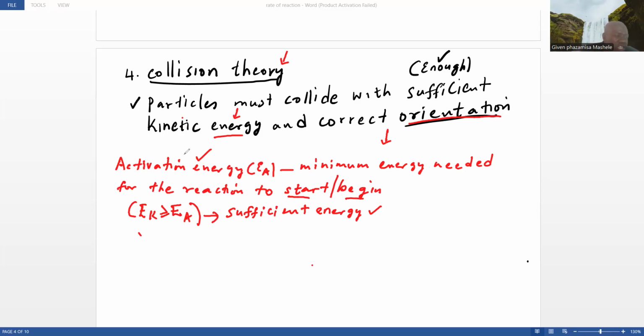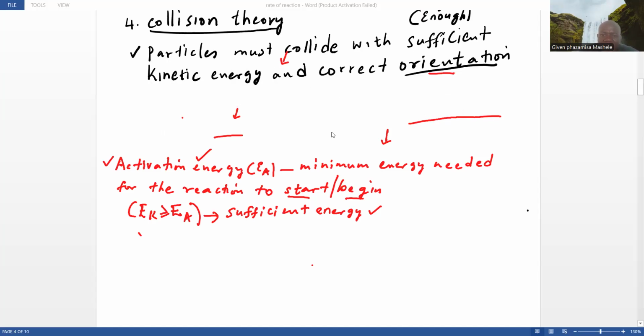So what does it mean? It means that reactions that have energy less than the activation energy will not take place, because this is the minimum amount of energy needed for the reaction to start. According to collision theory, particles must collide with enough energy, which means energy bigger than or equal to the activation energy, then the reaction will take place. Actually, it will take place faster.